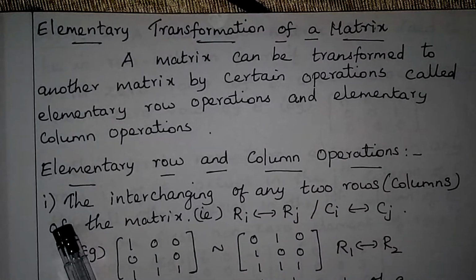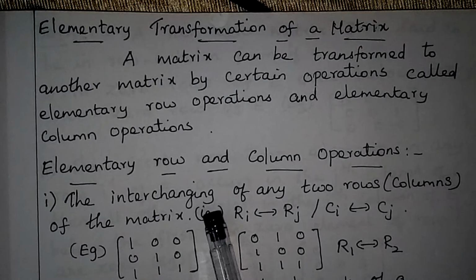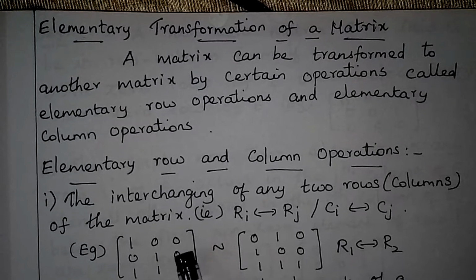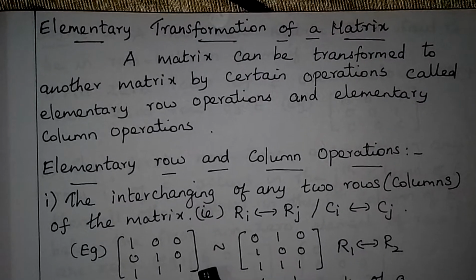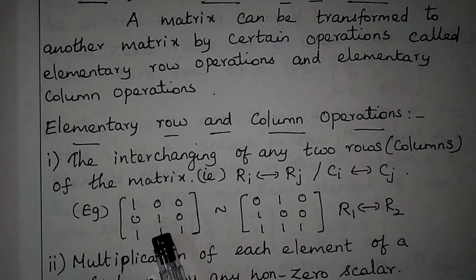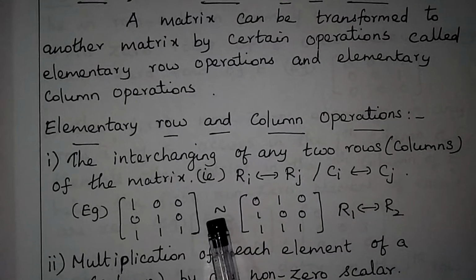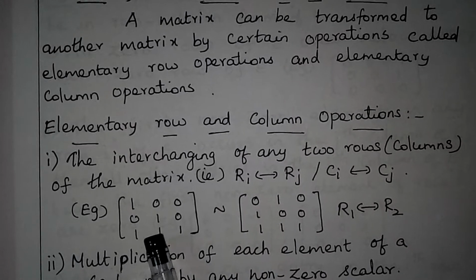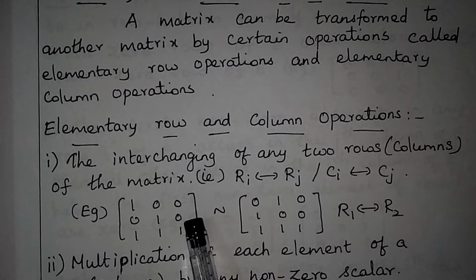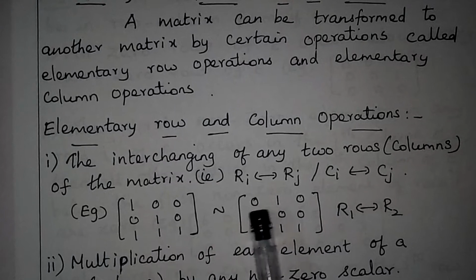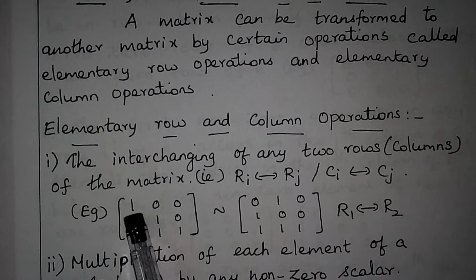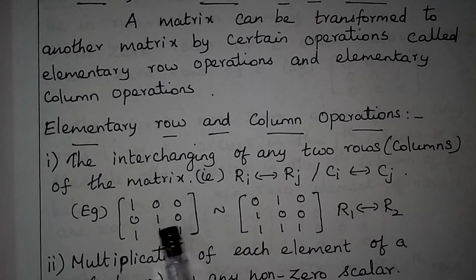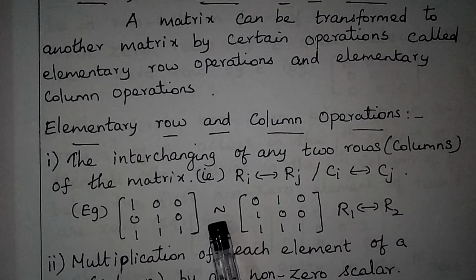Elementary row and column operations. The first one is that we can interchange any two rows or columns of the matrix. Then the matrix we get will be equivalent to the original matrix. It will not be equal, it will be equivalent. This symbol is said to be equivalent. So this is the given matrix. I can interchange the first row and second row. The second row elements will come to the first row place and the first row elements will go to the second row place. If I interchange like this, then these two matrices will be equivalent.